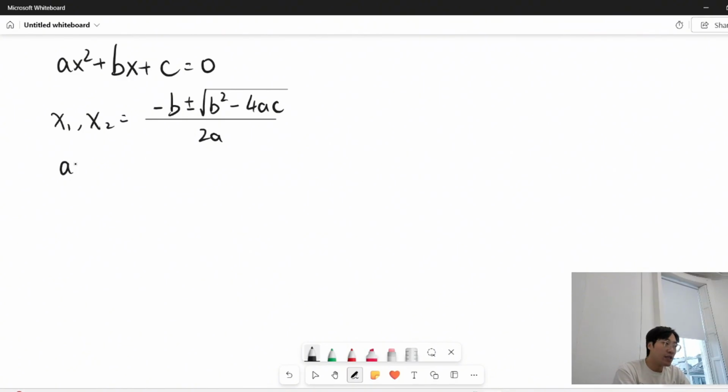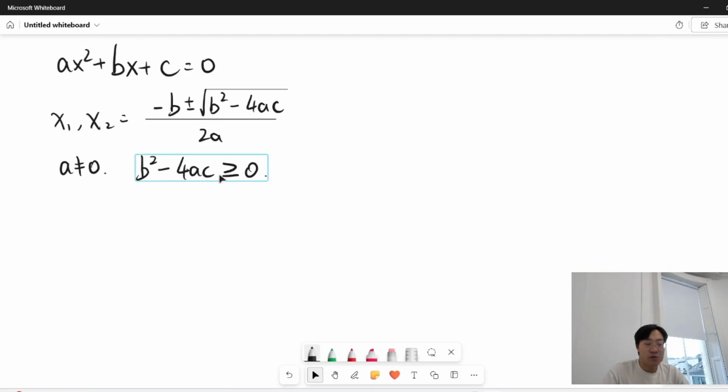The first thing is we have to make sure that this is a quadratic equation, which means that a can't be 0. If a is 0, then this is a linear equation instead. And the second thing is, in order to get this formula, we have to make sure that b squared minus 4ac is larger than or equal to 0. By doing this, we can have real roots from this equation here.